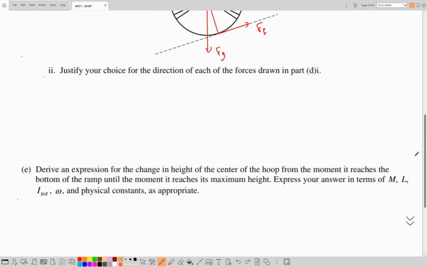Now in idea number 2, we need to justify our choice for the direction of each of the forces drawn in part D1. So we might expect such questions whenever we do an FBD or a rigid body diagram. Let's start with the pull of gravity and say it is down, and that's because the pull of gravity always points downward.